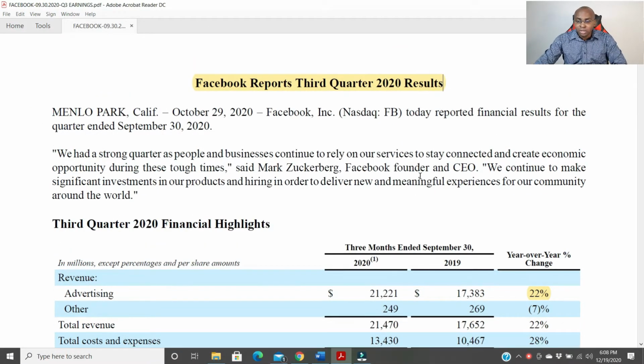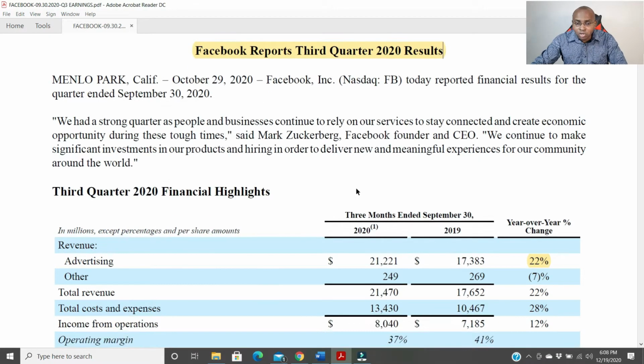Facebook. So I'm going to look at the third quarter earnings report for Facebook, right? So the third quarter at September 30th. The fourth quarter is going to come in December, and you know that will be the annual report as well for Facebook. So let's break down the third quarter and see what's going on.